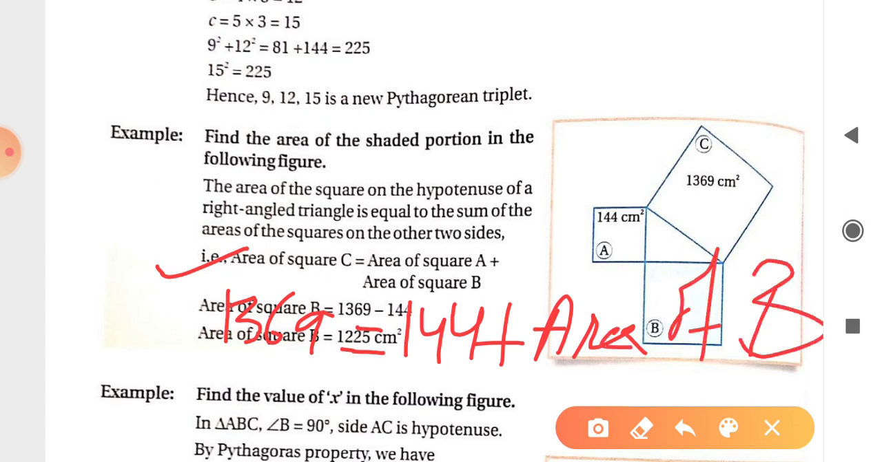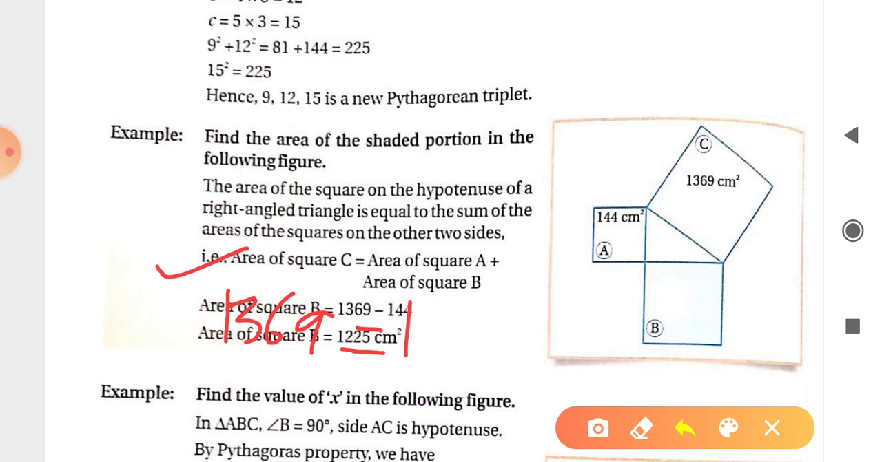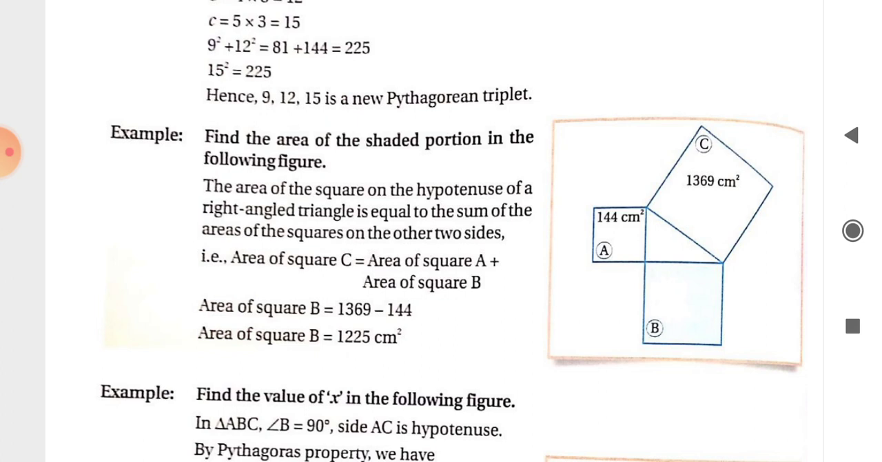Then we transpose 144 to the left side, so we get 1369 minus 144. When we subtract 144 from 1369, we get 1225. Its unit is centimeter square, because this is area, so it will be in square units. So the area of square B is 1225 centimeter square.